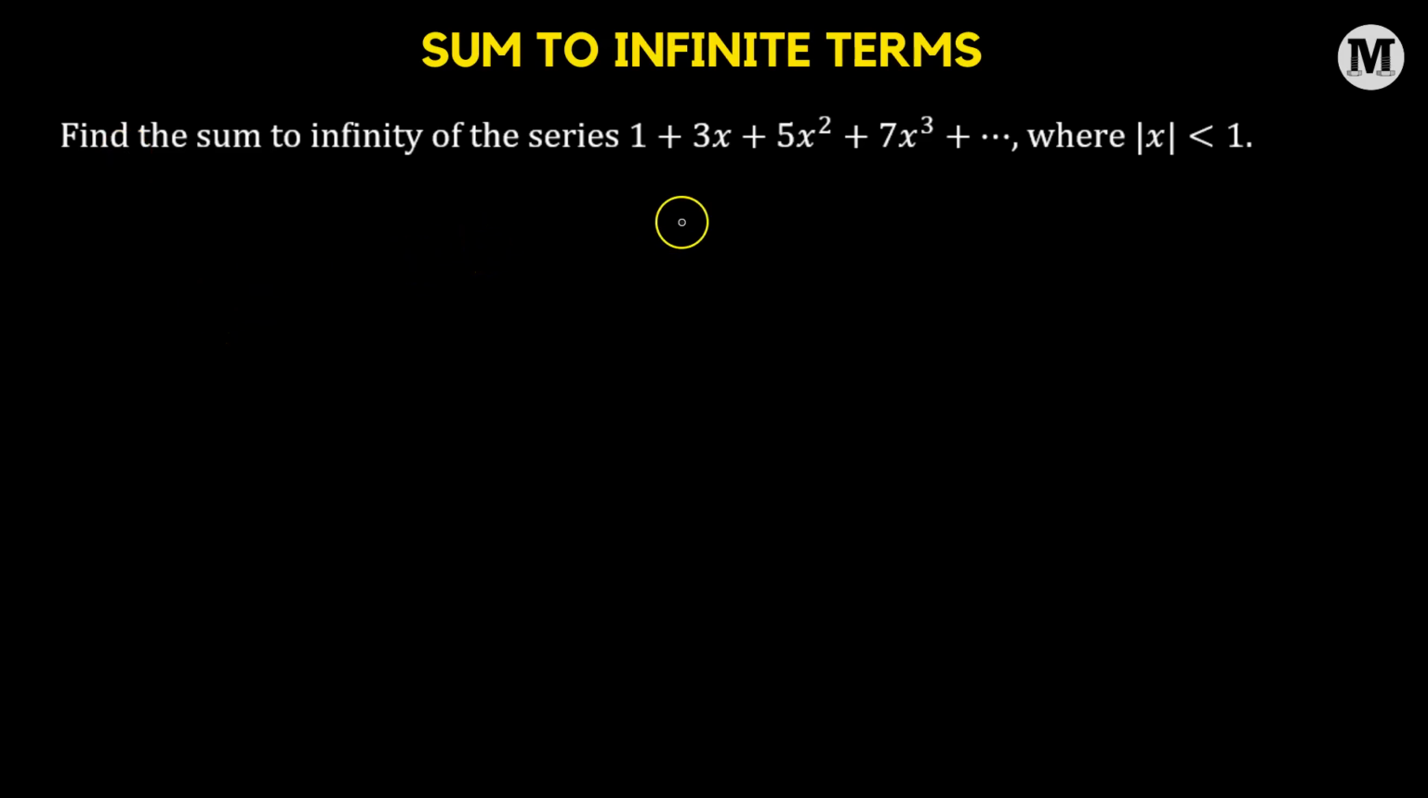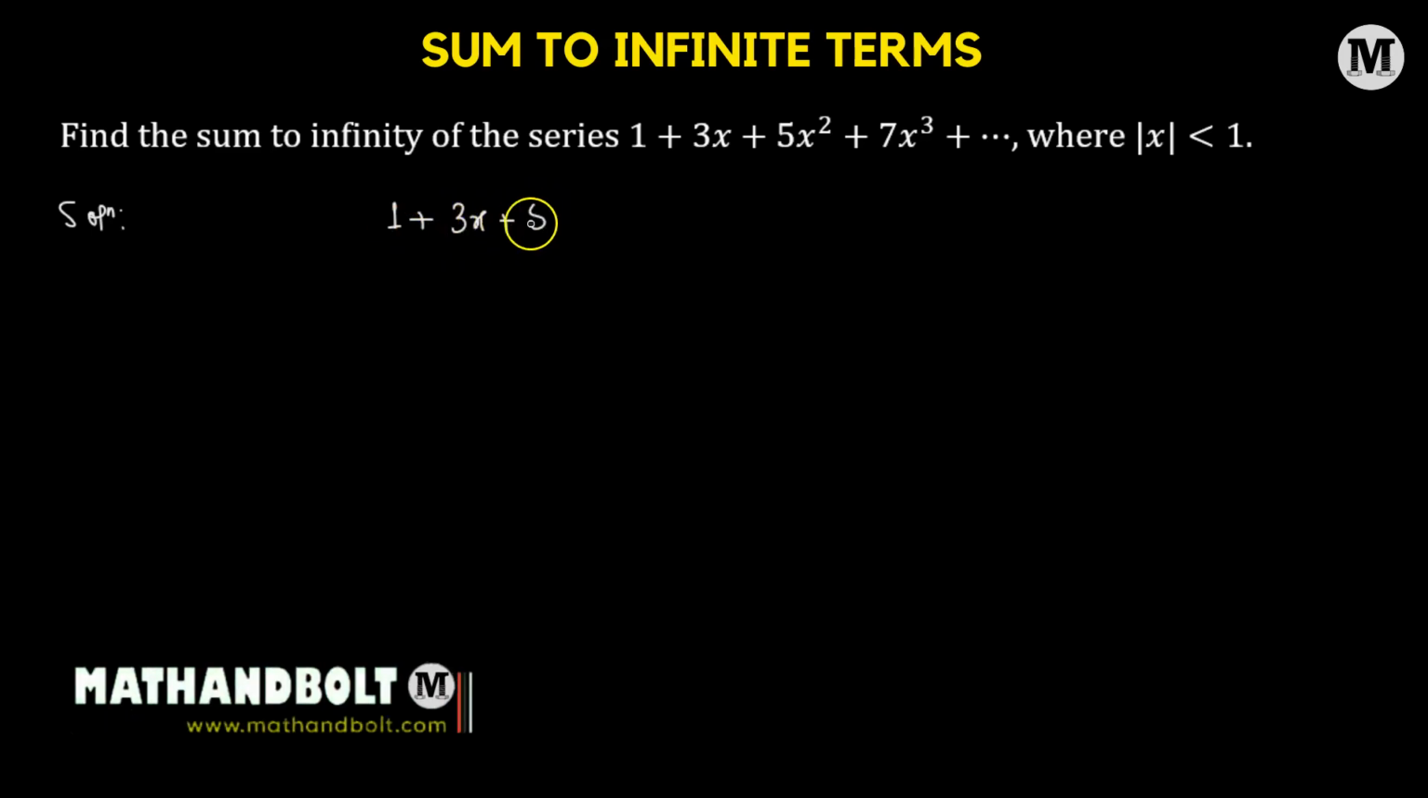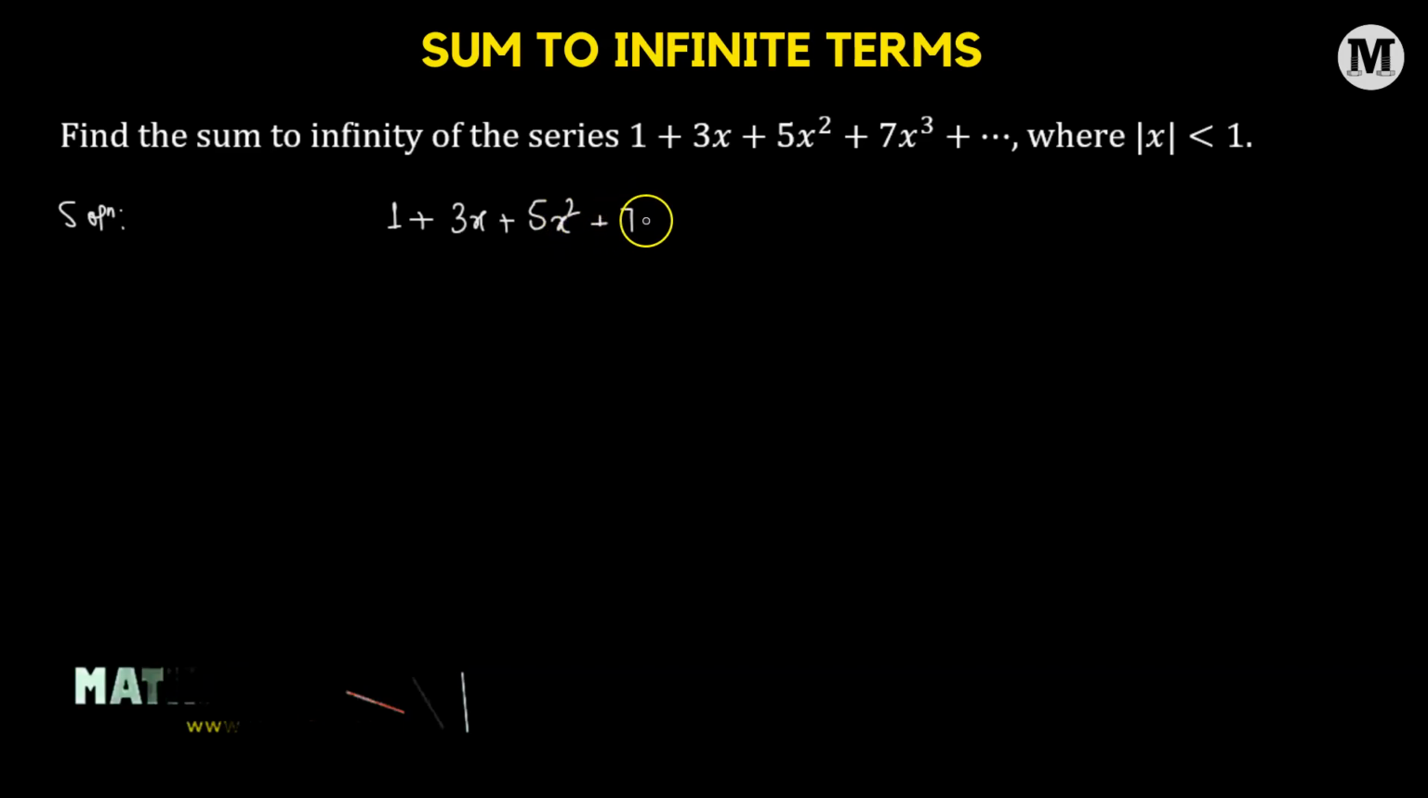Find the sum to infinity of the series where the absolute value of x is less than 1. Let us begin. Now here in this problem, we are being provided with an infinite series whose first term is 1, then the second term is 3x, the third term is 5x squared, the fourth term is 7x cubed, and this goes on all the way up to an infinite number of terms.